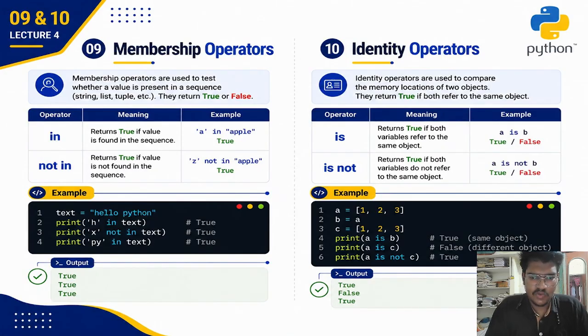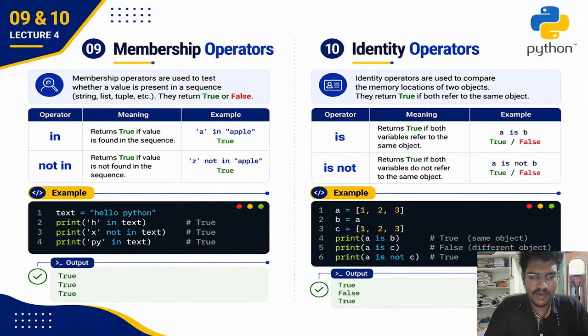Visualize the example given here. A is a list, 1 2 3, and B is a different list with the same values. You can see the code here. Now let me explain this clearly.